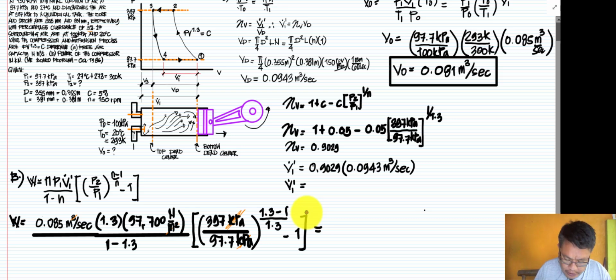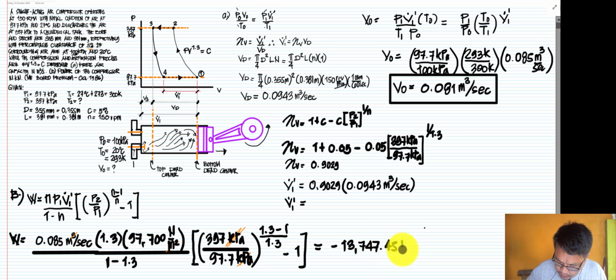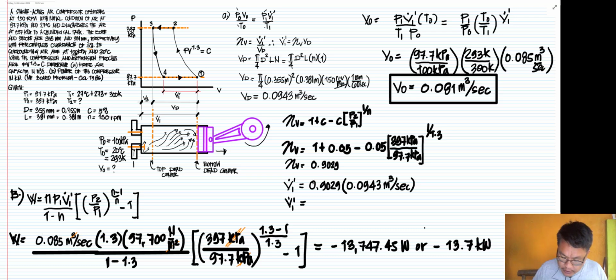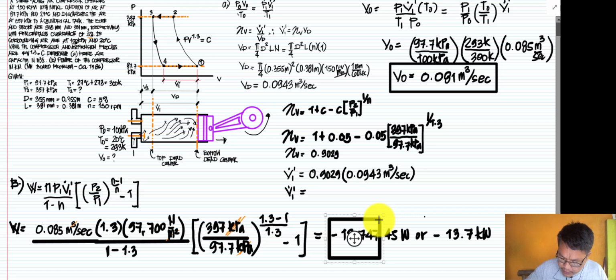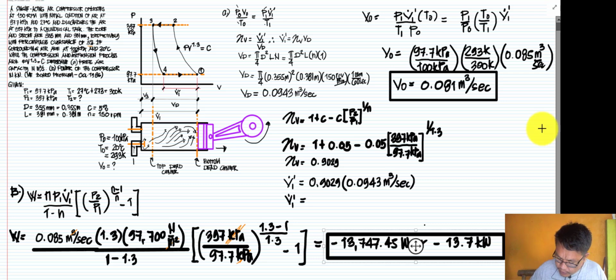So using my calculator, I have the answer which is negative 13,747.45, in units of watts, or let's say negative 13.7 kilowatt. Okay, so let's box this answer. So we have your final answer here for letter B.